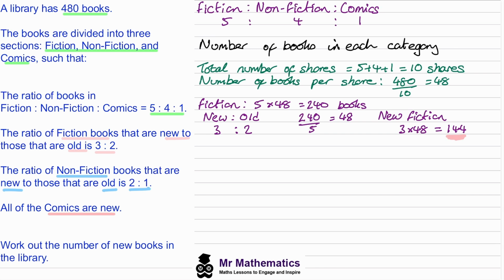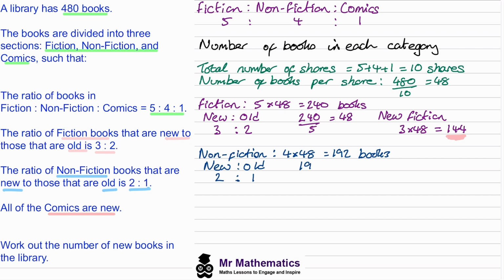So now we need to work out the total number of non-fiction books. So we can multiply this 4 by the 48. So there'll be 192 non-fiction books in total. And we know that for every 3 books, 2 of them are new and 1 of them is old. So we'll create this ratio here.